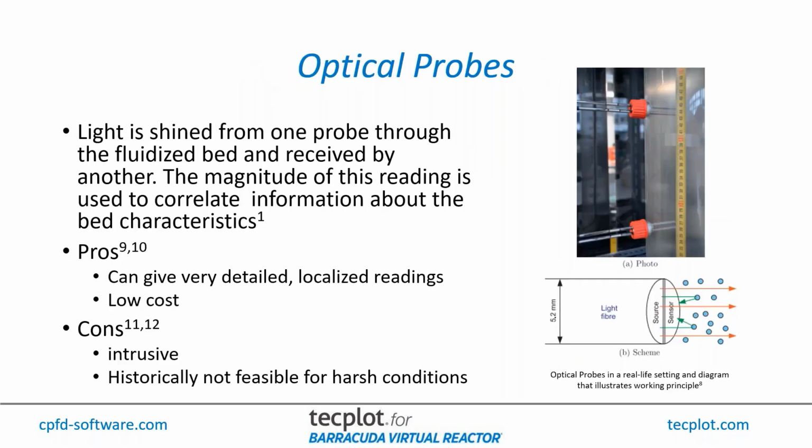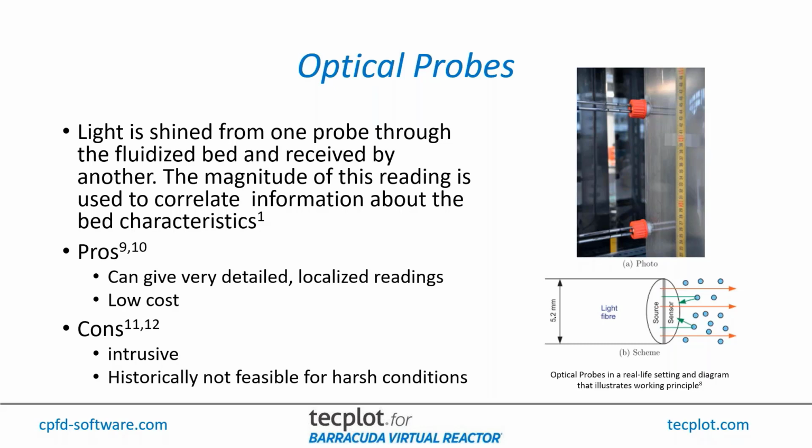Another method for measuring bed properties is called optical probes. This method has been in use since 1958 and operates by optic probes sending light into the dense phase of a fluidized bed. Depending on the configuration of the probes, either the reflection or the transmission of the light is measured by another optical probe in the system. The magnitude of the reading is used to measure voidage or bubble size in the bed.